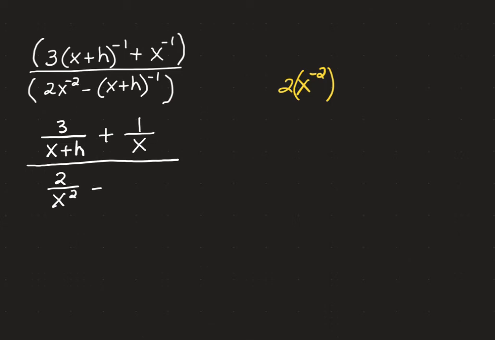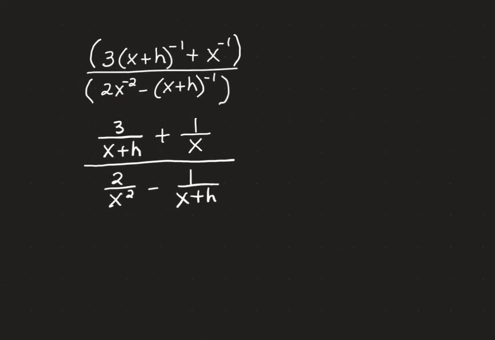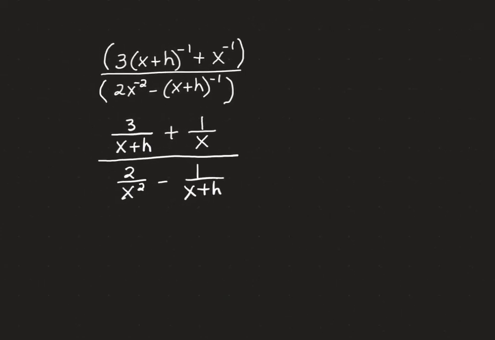Okay, and finally we have 1 over x plus h. Ooh, that doesn't look much better yet. I'm going to move my board a little bit because I'm going to need some room on the left-hand side. The first thing I need to do is to find my least common denominator. So I'm just going to make a list of my denominators that I have.